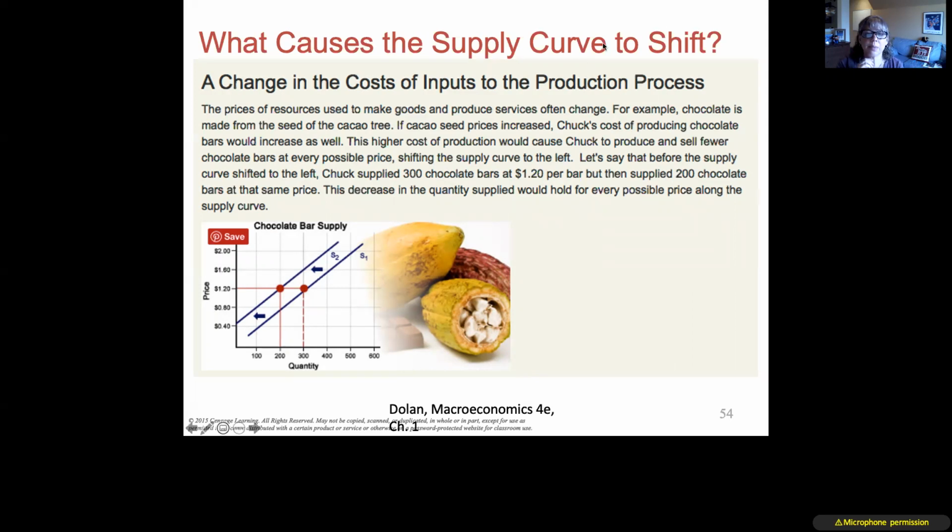So in our example, at $1.20, before, the quantity supplied was 300. Because cocoa has gone up in price, now the quantity supplied is 200. It shifted the supply curve inward, and the same thing would be true at every single price point. The quantity supplied is less now than it was before.